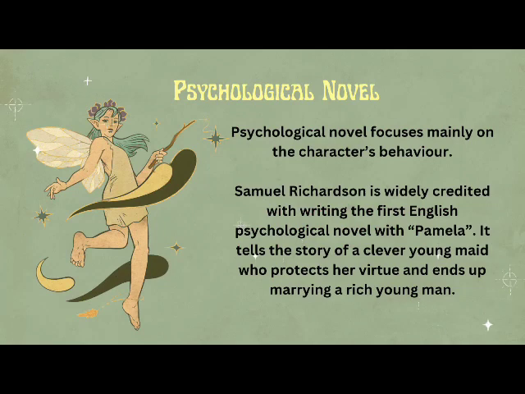So, as you can see, the psychological novel. The psychological novel focuses mainly on the character's behavior. Samuel Richardson is widely credited with writing the first English psychological novel with Pamela. It tells the story of a clever young maid who protects her virtue and ends up marrying a rich young man. So, with this definition, we can get to know that a psychological novel focuses only on the character's behavior and their mentality.